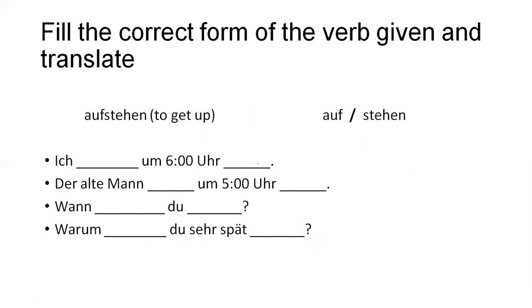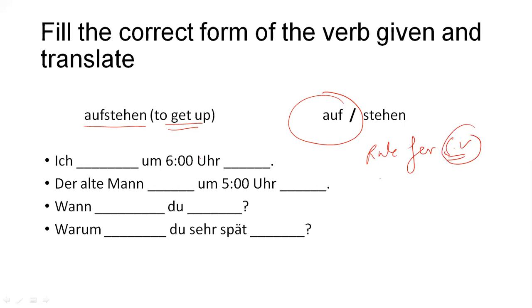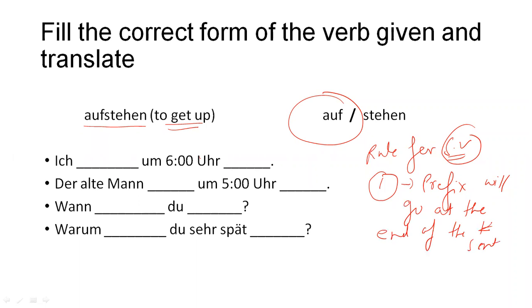Now here I have taken the first verb, aufstehen. Aufstehen is to get up, right? What is the prefix here? The prefix is auf, right? And for separable verbs, there are just two rules which you need to keep in mind. Rule number one is that the prefix will go at the end of the sentence. This is rule number one.